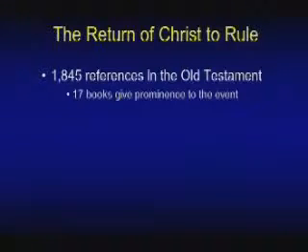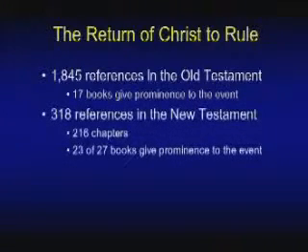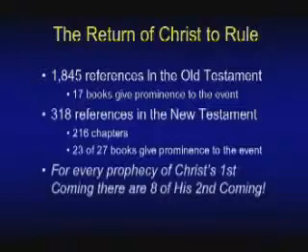The return of Christ to rule. There are over 1,800 references in the Old Testament. Christ is going to return to rule the planet Earth. 17 books give prominence to the event in the Old Testament. There are 318 references in the New Testament, in 216 chapters, and 23 of the 27 books give prominence to the event. For every prophecy of Christ's first coming that we've detailed, there are 8, or 7, more than 7 anyway, of his second coming. So our challenge, this is the challenge.